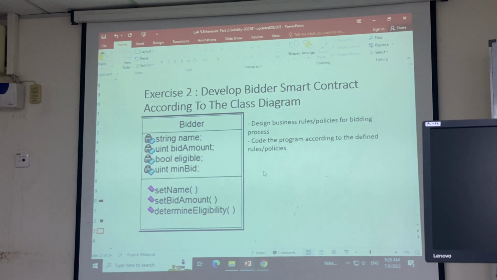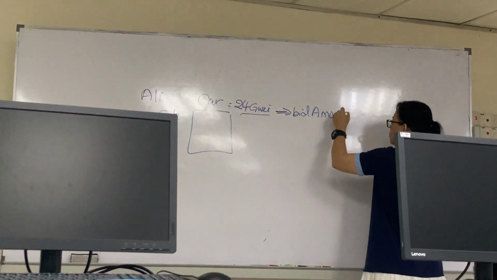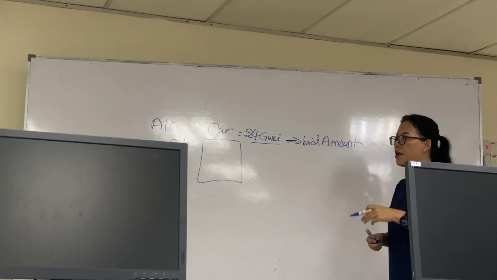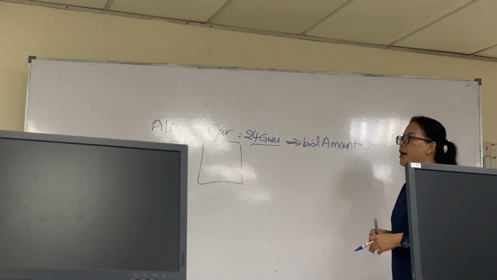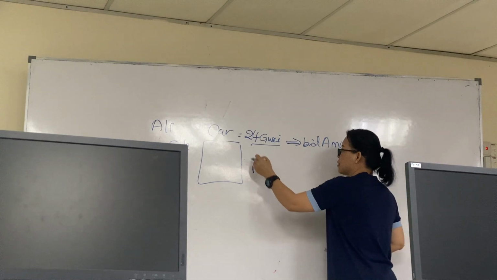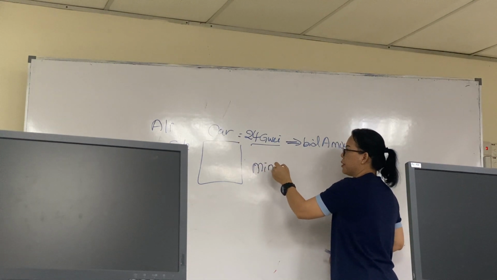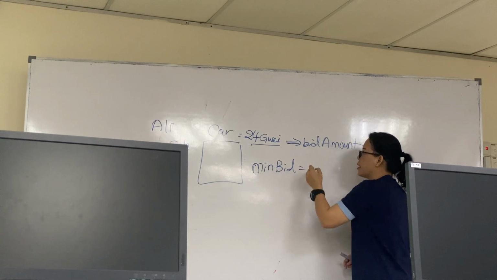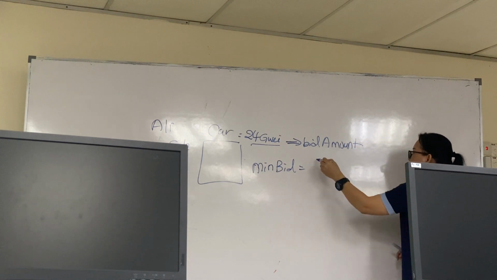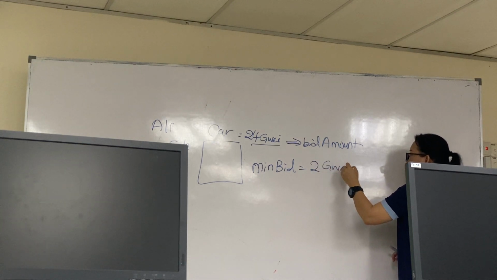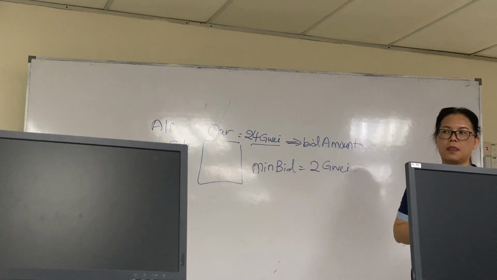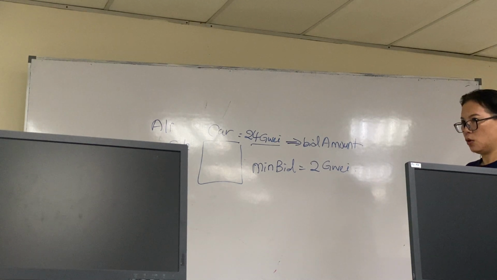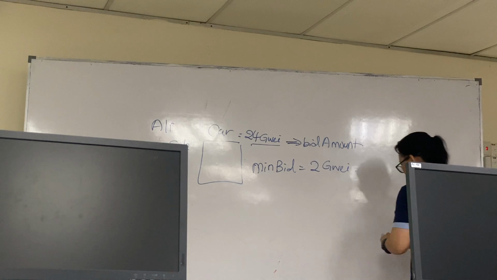Now you can have a look over here. This one is the starting bidding amount. This refers to the bid amount. Every time, you must give a minimum. As Ali, you need to set the minimum bid. Let's say every time you must give 2 G-Way.